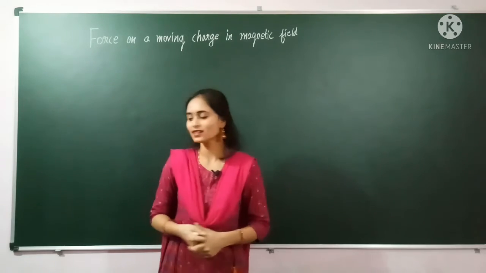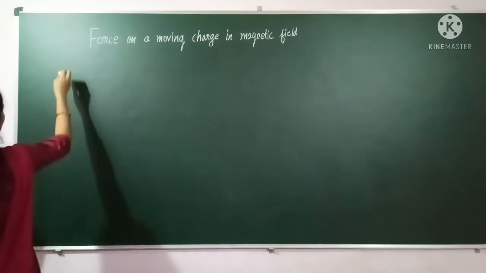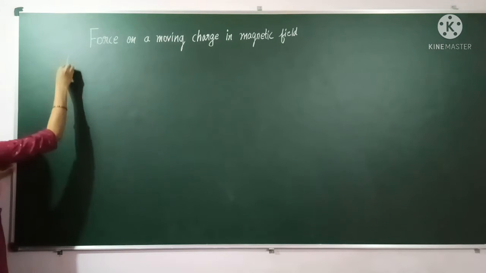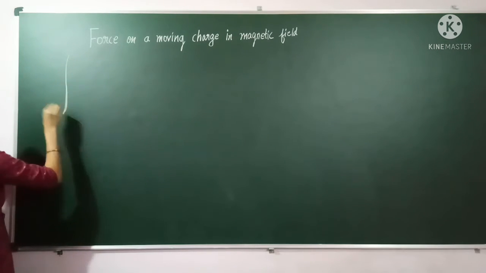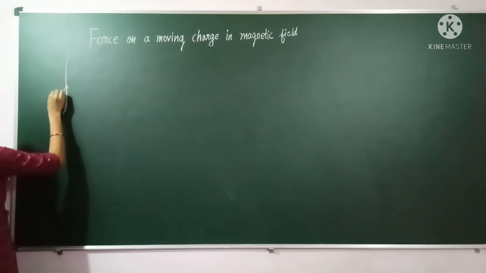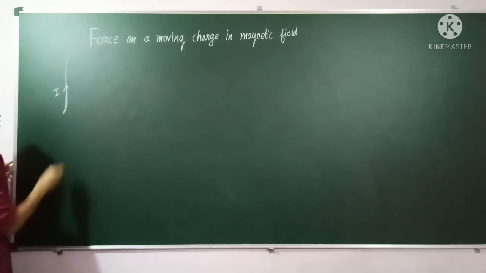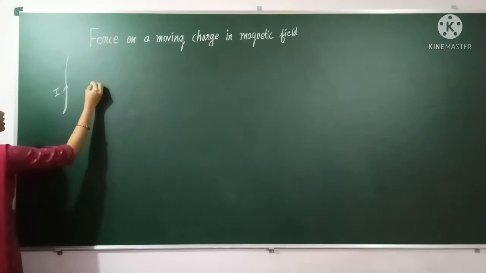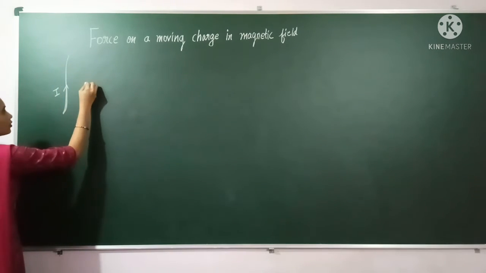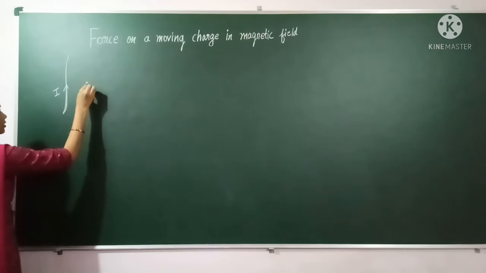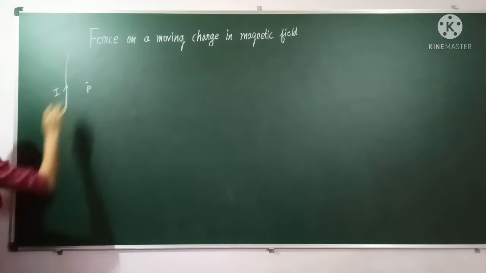So let's start. First we will take one wire. Consider this is a conducting wire, and in this conducting wire I amount of current is flowing. When current is flowing, the magnetic field will be present in the surrounding region. If you take point P here, then what will be the direction of the magnetic field at this point P?